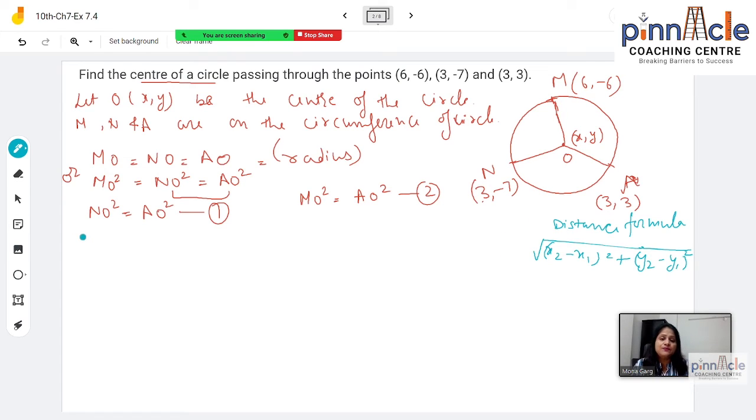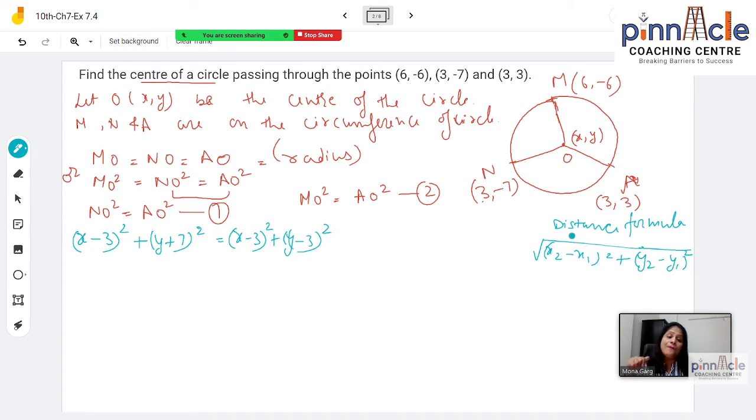So NO की place में मैं क्या लिखूंगी? x minus 3 whole square plus y minus of minus 7. So I can write it plus 7. So if you want, you can write negative of negative, and you can just directly write plus sign. AO, AO के लिए हमें क्या लिखना होगा? x minus 3 whole square plus y minus 3 whole square. ठीक है ना? So x2 minus x1 whole square plus y2 minus y1 whole square.